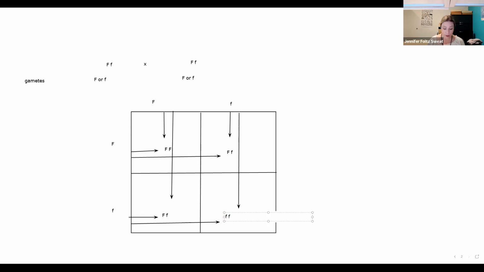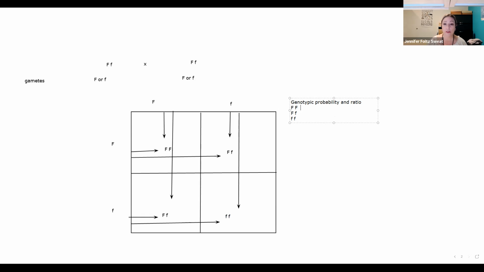So now we are going to figure out our genotype, genotypic probability and ratio. You need to look in the squares and see which genotypes you have. So we have big F, big F, big F, little f, and little f, little f. Those are the genotypes that I see in the squares.